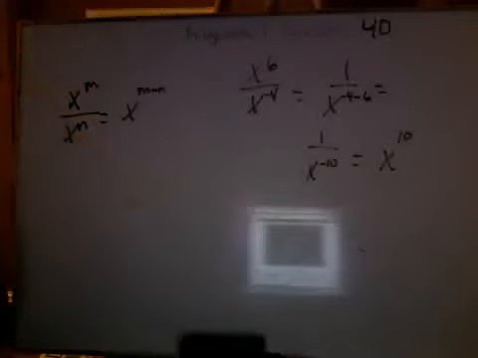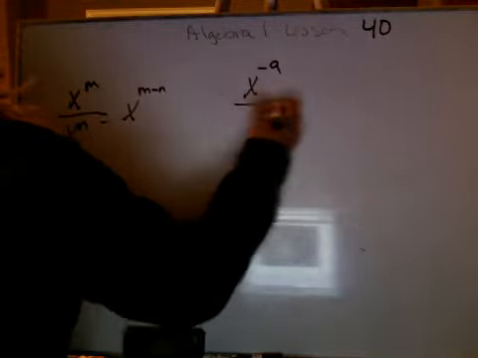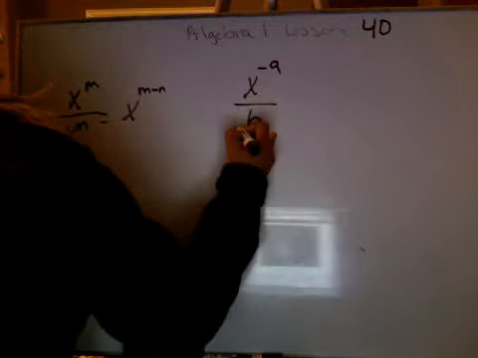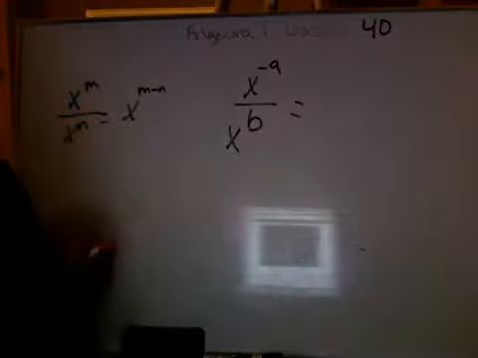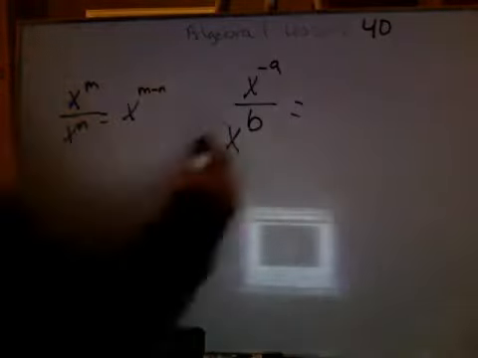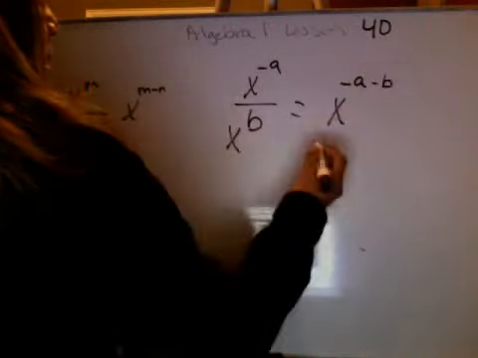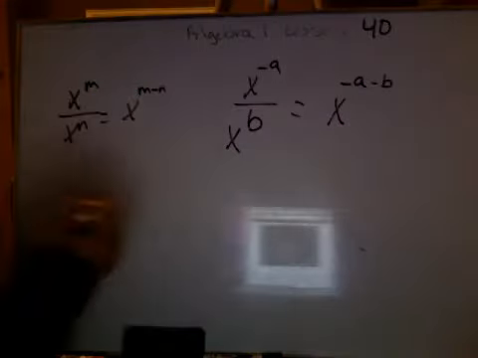So, let's look at another one. Again, don't let these exponents mess with you. Okay, so we have x to the negative a over x to the b. So they're the same base, we have x. We use our quotient rule, negative a minus b, or simply, that's your answer.